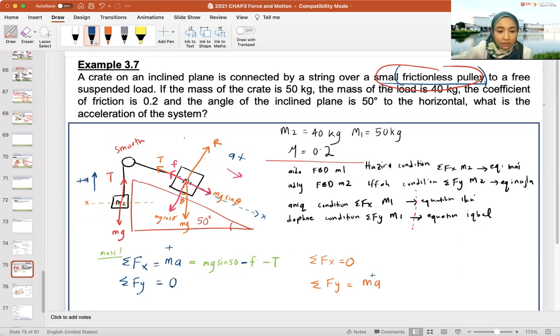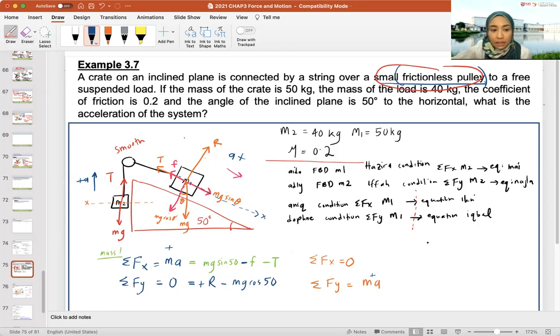Alright, so next one. Iqbal, net in the Fy equals to 0. What should be in the equation? Normal force R. Okay, is it positive or negative? Positive. Positive R. Minus mg cos 50. Okay, what else? Ada lagi tak? Tak ada. Tak ada dah. Okay, great. So thank you Iqbal.